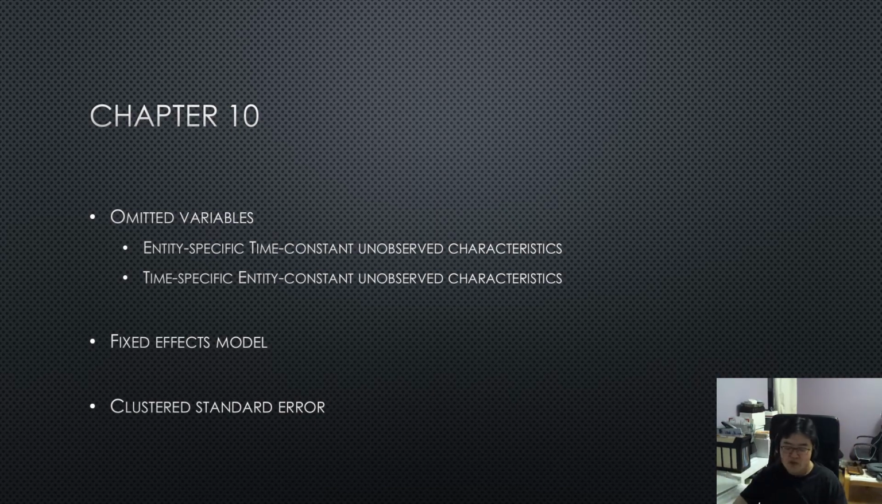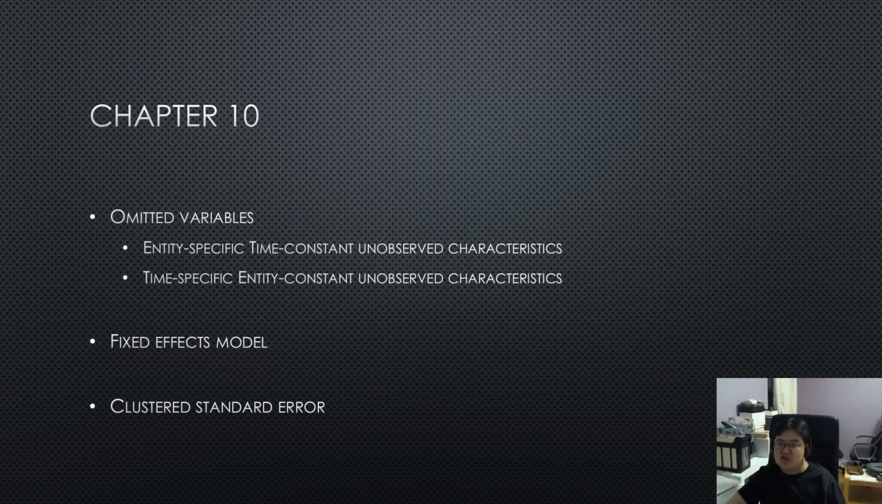So panel data provide a more rich structure, more rich information, and that means we can control for the omitted variable bias in this form. So you can think about entity-specific, time-constant unobserved characteristics. So a certain state may have higher COVID cases than another state, maybe because the state is larger, has more population. Then it is natural to have a higher number of COVID cases.